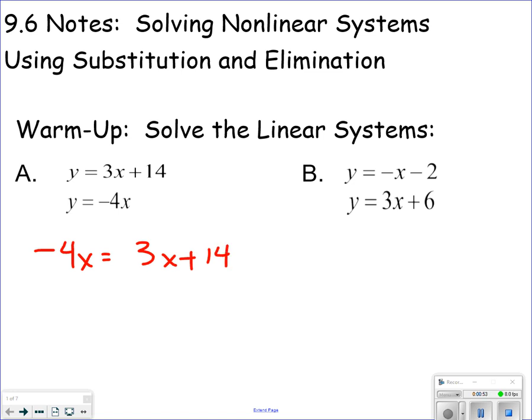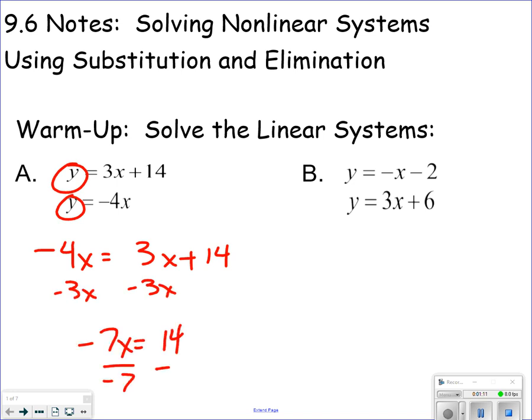So if y equals 3x plus 14 and y equals negative 4x, then negative 4x equals 3x plus 14, because again, they're both equal to the same thing. They're both equal to y, so I can set them equal to each other. Subtracting 3x and using some algebra skills, I get x to be negative 2. Then I'm going to go back up here, and in place of x, I'm going to put negative 2.